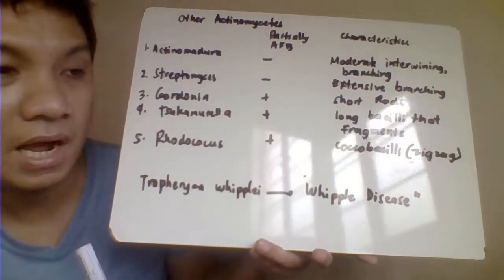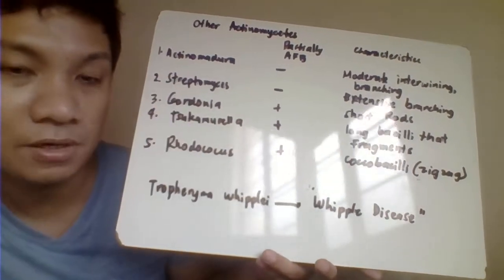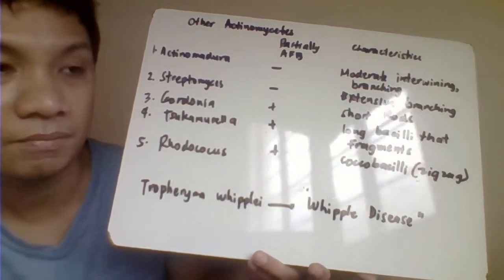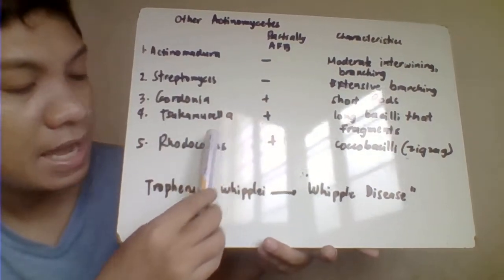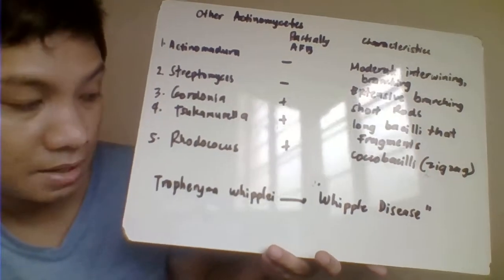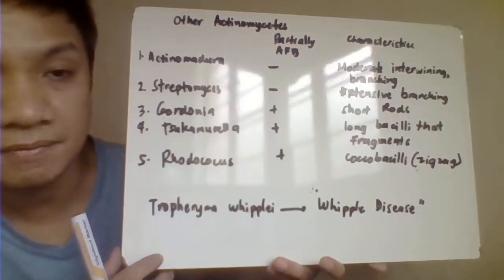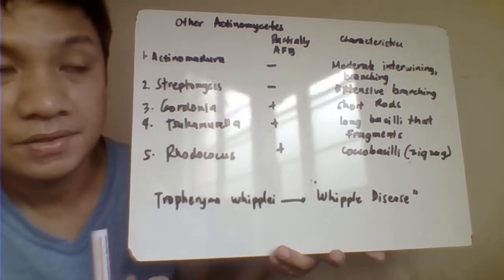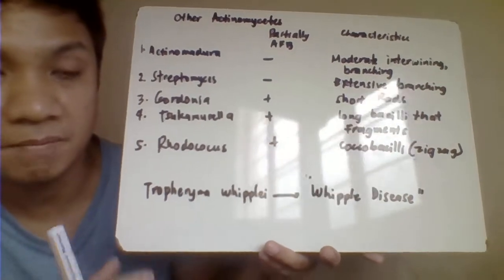Gordonia appears to be short rods. Tsukamurella would have long bacilli with striated fragments na puputol-putol. And we have your Rhodococcus, which appears to be cocobacilli in a zigzag form. So of all your other actinomycetes, Gordonia, Tsukamurella, and Rhodococcus are also partially acid fast just like our Nocardia. And then we have also here your Tropheryma whipplei, which is the causative agent of Whipple's disease. Okay, so that's all with our branching form of gram-positive bacilli.